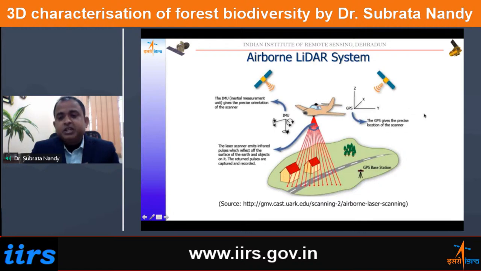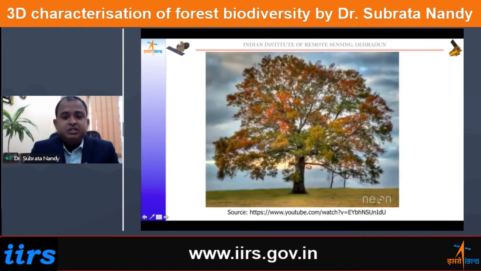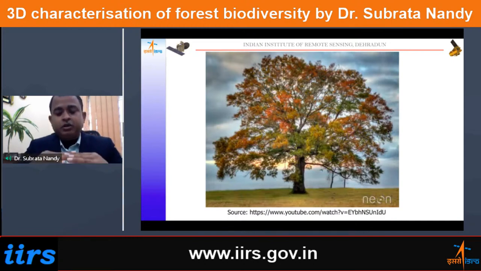And this GPS gives the precise location of the scanner. Now suppose this is a tree. If I send laser pulses, it will hit all these points. Of course, this depends on the density of the point cloud. Density is decided prior to the flight. If you need detailed information of some area, the number of pulses per unit area will be more.